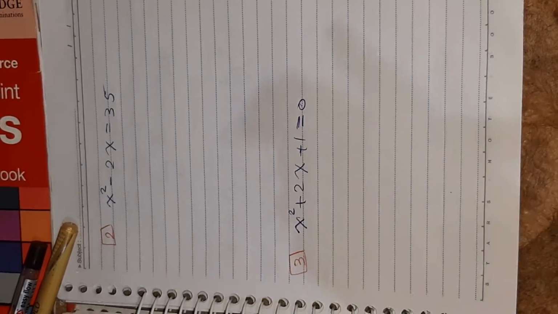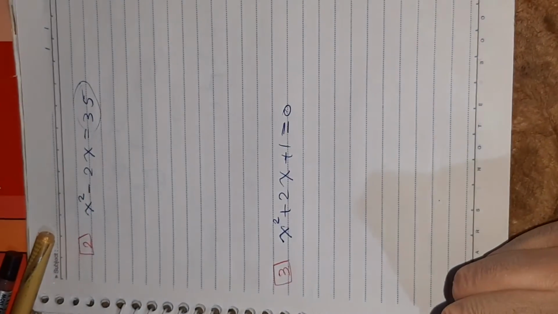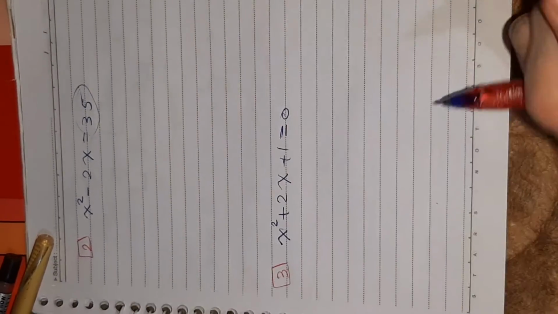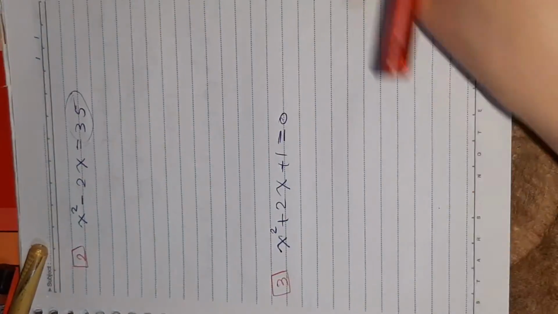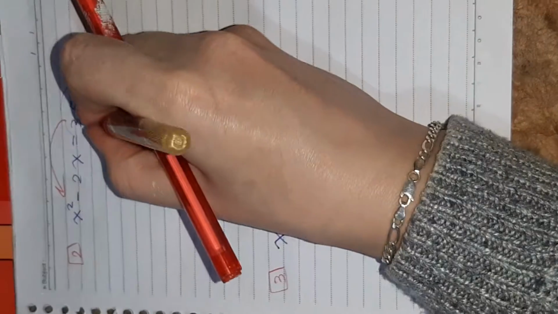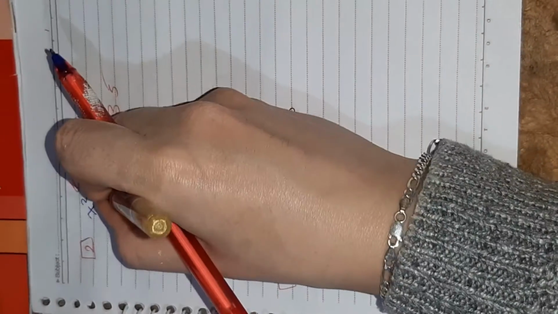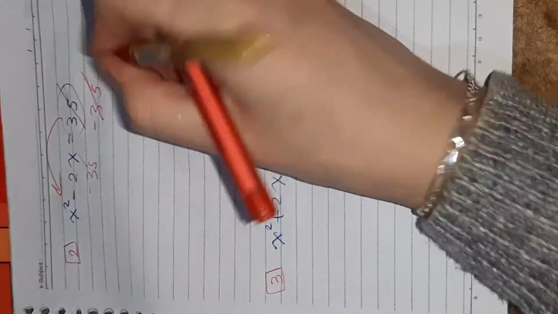Now here, this side equals 35. I can't factorize this equation. This side must be 0. So how can I do it? Send 35 to the other side, so minus 35 on both sides. 35 minus 35, this side is 0.